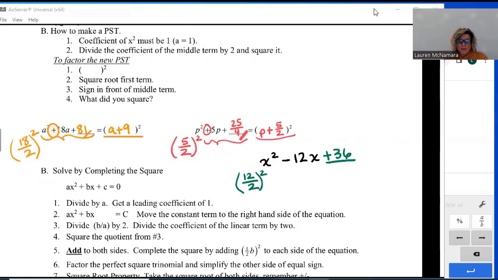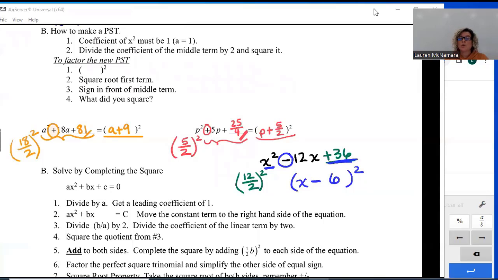The whole point of making that into a perfect square trinomial is so that I can write it as a binomial squared. What's my first term going to be? x. What's my sign going to be? Negative. What did I square to get 36? 6.